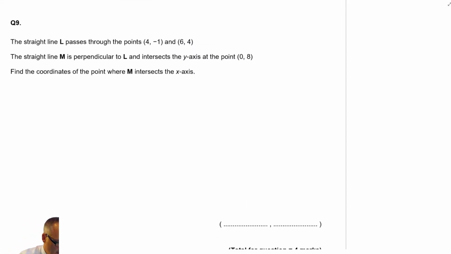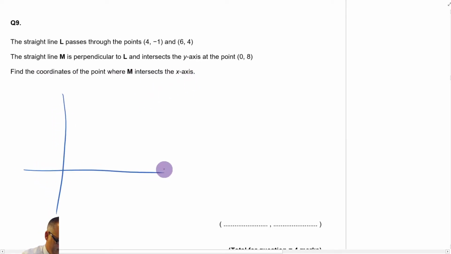Right, moving on. We've got a straight line that passes through the points 4, minus 1 and 6, 4. The straight line M is perpendicular to L and intersects the y-axis at the point 0, 8. Find the coordinates of the point where M intersects the x-axis. So first of all, we need to find the gradient of our line M so we can find its equation. And we have to find the gradient of L.